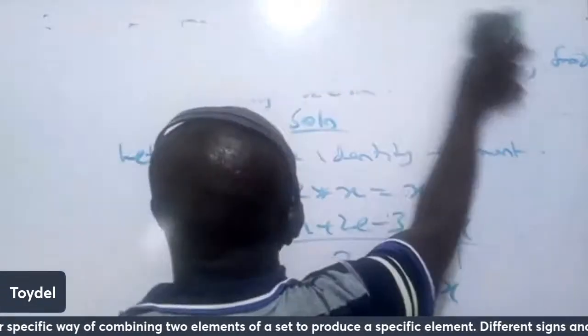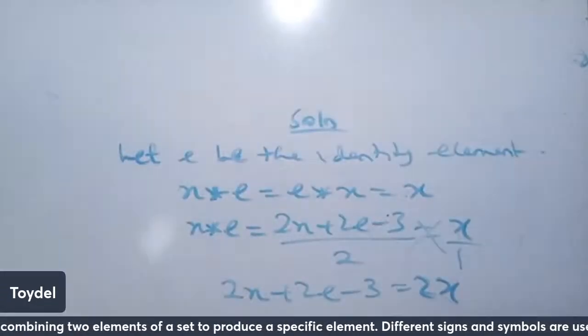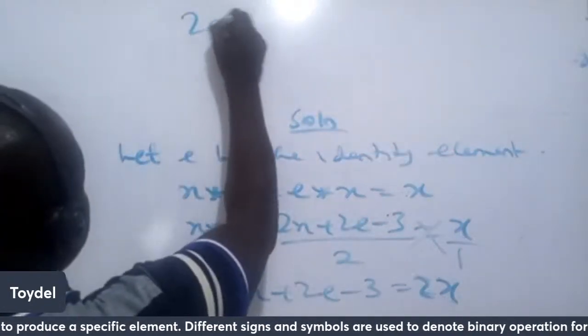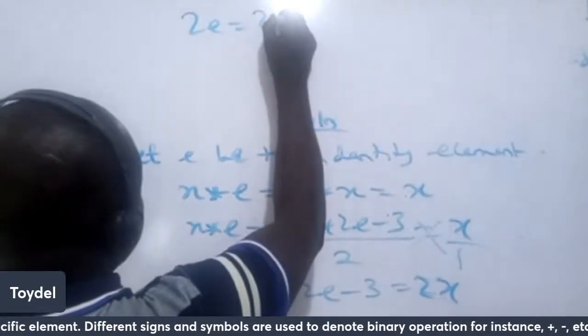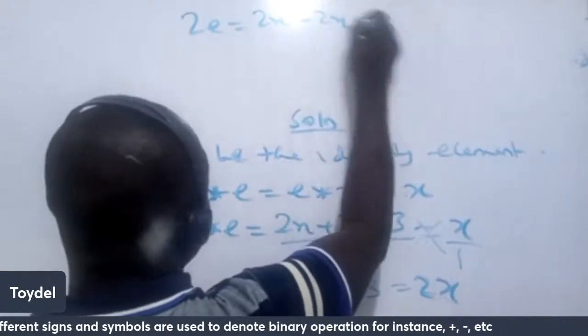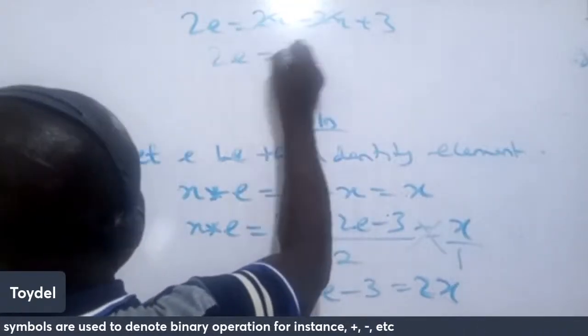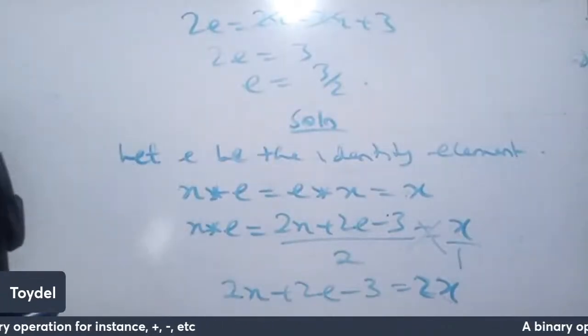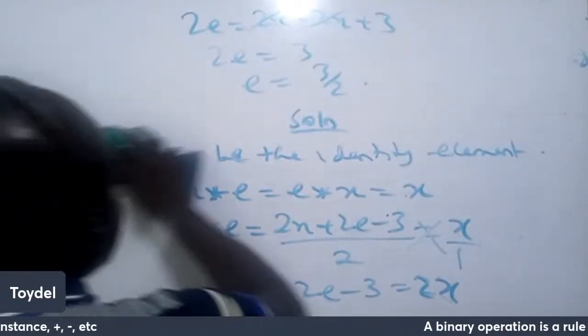So from what we have now, we bring everything. We are going to have 2e. Take everything to the other side: 2x minus 2x plus 3. This will take care of this. So 2e is equal to 3. So e is equal to 3 all over 2. So the identity element is equal to 3 over 2.